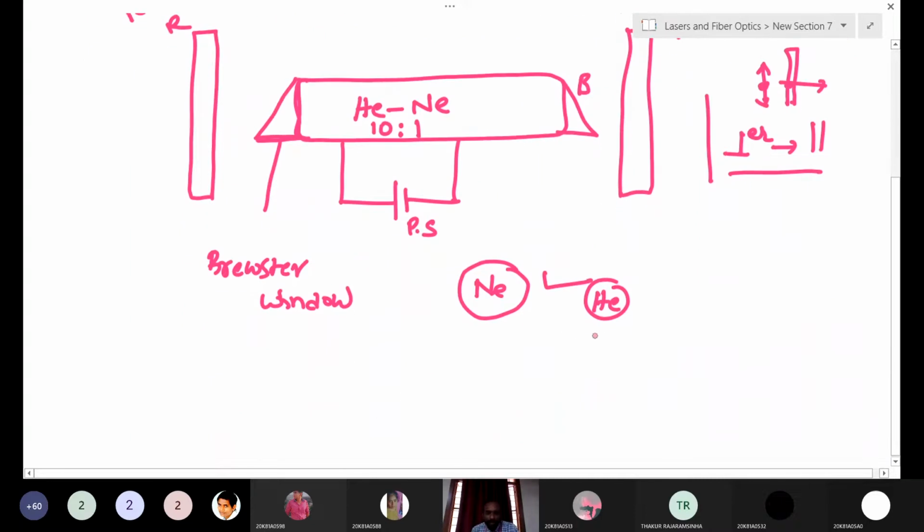Suppose this atomic number is 2. Neon, what is the atomic number? It's 10, right? Okay. So if you compare the weights of these two atoms, helium is the lighter atom, neon is the heavier atom.